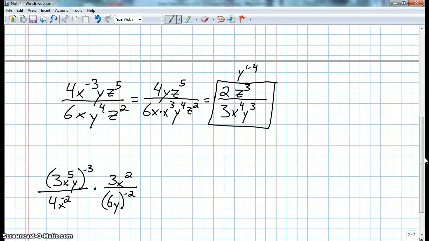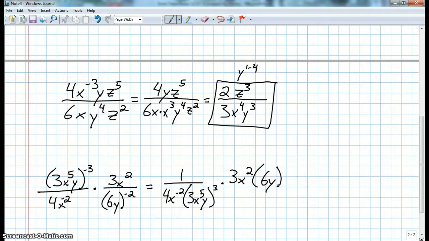We've got 2 different exponential expressions here with fractions. First one, 3x to the 5th, y to the -3rd. What I'm going to do is take care of that negative exponent by moving it down first. So we'll have 1 over, we still have 4x to the -2nd, times 3x to the 5th, y. Now it's going to be raised to the +3rd. Multiplying this by 3x to the 2nd, and the 6y to the -2nd can be moved up to the top, becomes 6y to the +2nd. So we took care of some negative exponents.